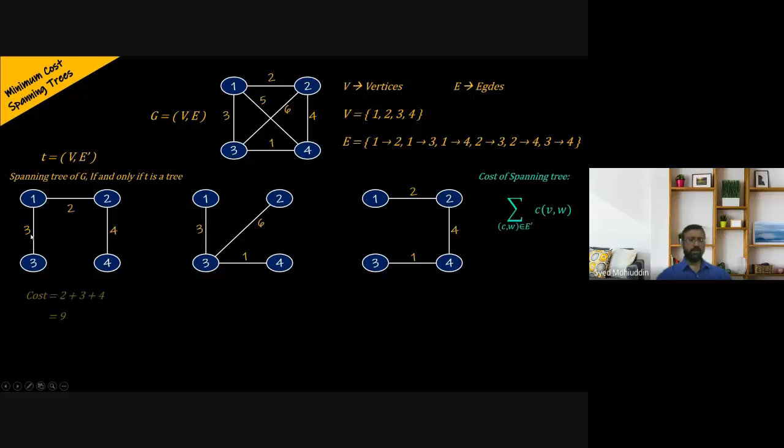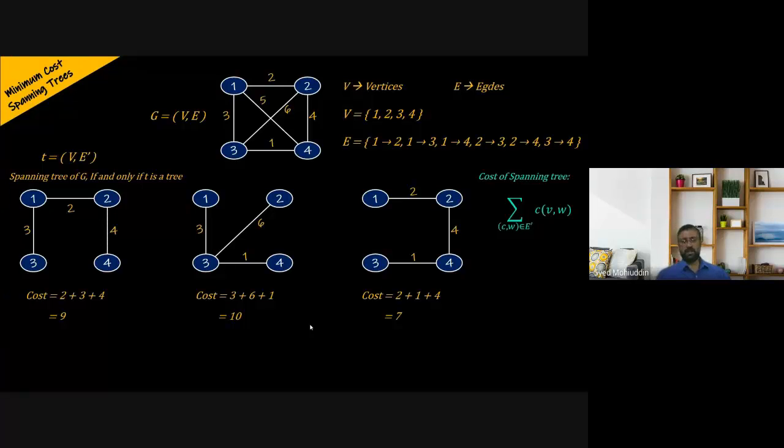So in this case, we have 3 plus 2 plus 4, which is 9. The second spanning tree has 3 plus 6 plus 1, which is 10. And the fourth spanning tree has 2 plus 1 plus 4, which is 7. So the cost of the spanning tree is the sum of the cost of its edges. Now our problem is to find the minimum cost spanning tree. These are three different spanning trees for this graph, but there may be several other spanning trees. So just by looking at these trees, we cannot say that this cost of 7 is the minimum cost spanning tree, because there may be other spanning trees which have less than this cost.